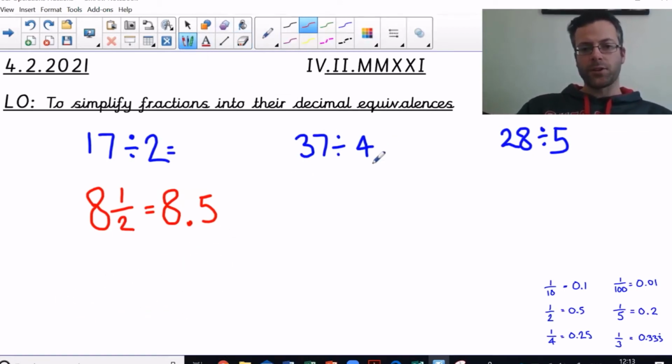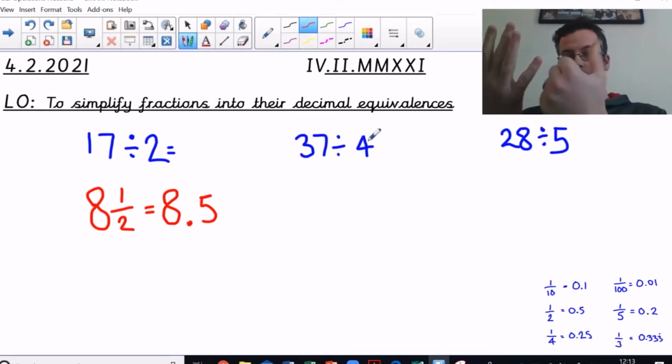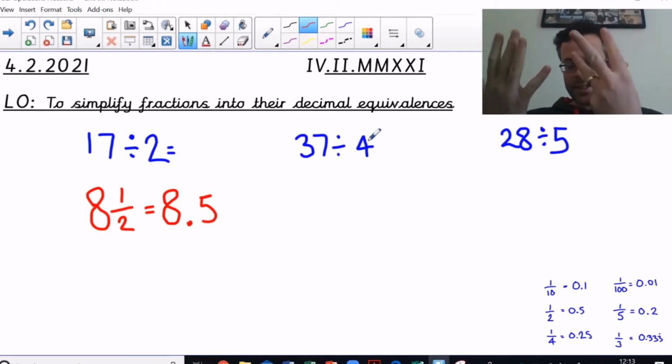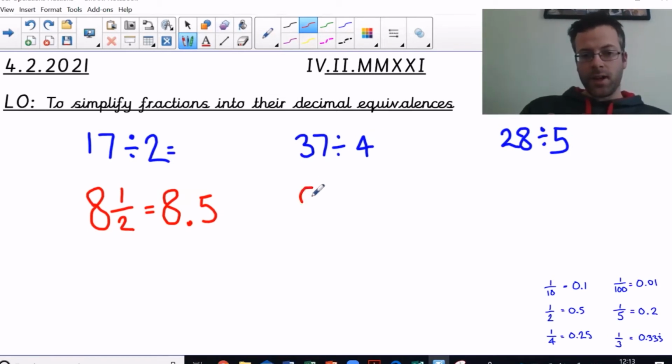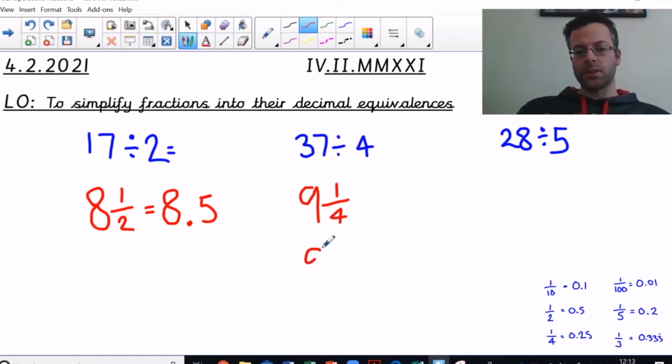37 divided by 4. So I'm doing 37 divided by 4, so it's 4, 8, 12, 16, 20, 24, 28, 32, 36. So I end up with 9 wholes to 36. I've got 1 remainder, and I'm doing that as the number I was dividing by is the fraction. So my whole number, if I'm simplifying that to decimals, is going to be 9, that doesn't change. And then 1/4, as we see over here, is 0.25. So my answer is 9.25.